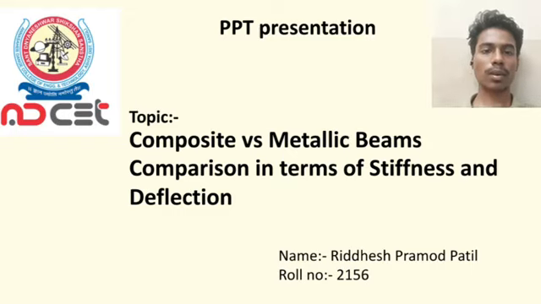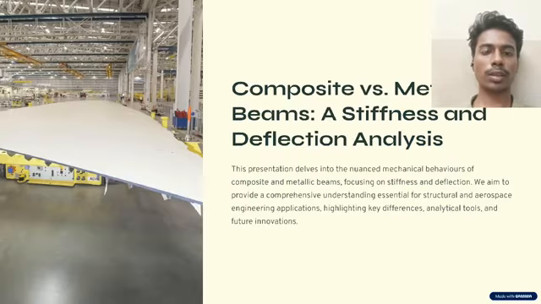Today I will be presenting on composite and metallic beams, their stiffness, and their deflection analysis. This topic is very important in aerospace and structural engineering because the choice of material directly affects strength, weight, safety, and stress.